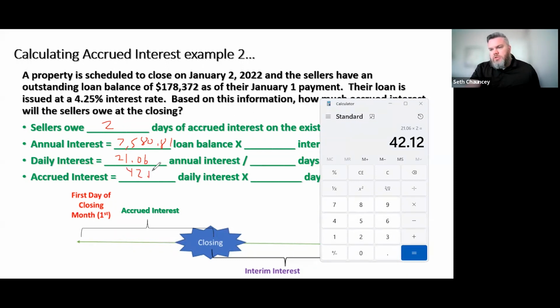And then just for clarity, these would be considered debits at closing. So this would be a seller debit, and then the buyer's interim interest would be a buyer debit, because they are costs, right? They're having to pay them. How are we feeling?